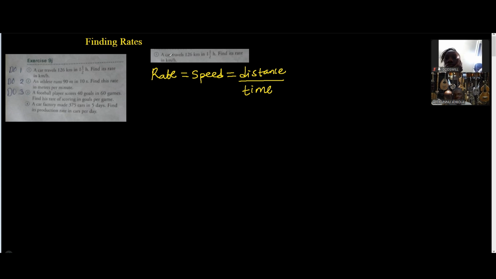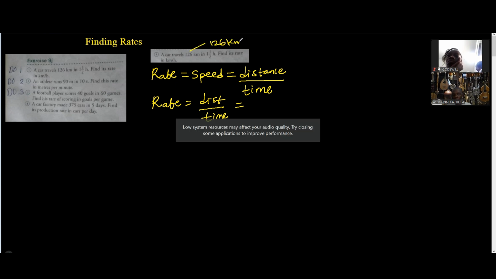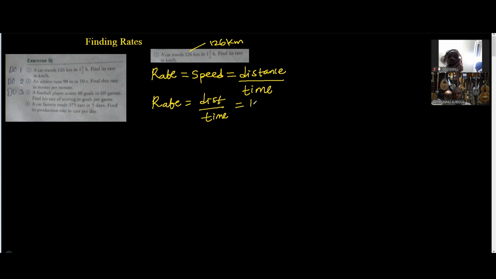So that's what the question says. Though it's not clear, this is the question here. So let us look at these parameters. The rate you're looking for is the speed. So rate now equals distance over time. The distance is 126 kilometer. So I'm going to put it here as 126. Then the time given is 1.5 hour. This is the time.